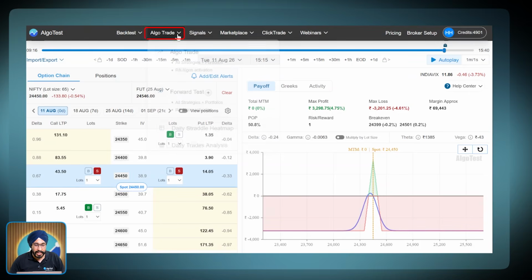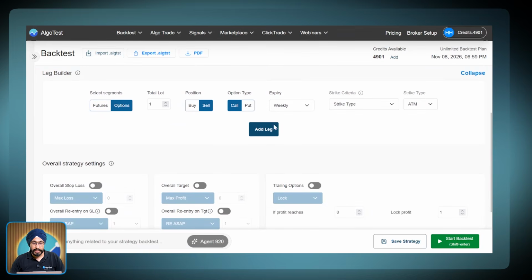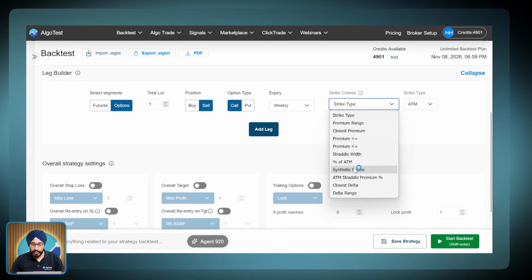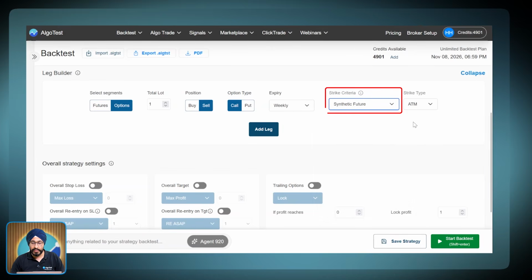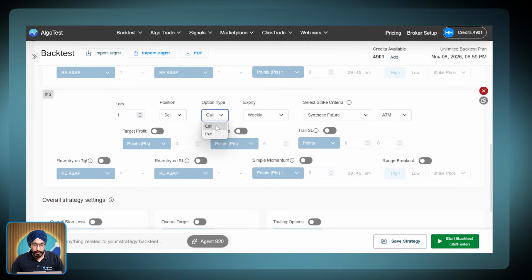So let's make a strategy around it. Very simple. I'm going to have an entry time of, let's say, 15:15 and an exit time of 3:32. Alright. Now here's the thing which is going to change. The strike type I am going to take with respect to the synthetic future. I'll tell you the reason why. Alright. And based on that, I'm going to sell a call and a put.